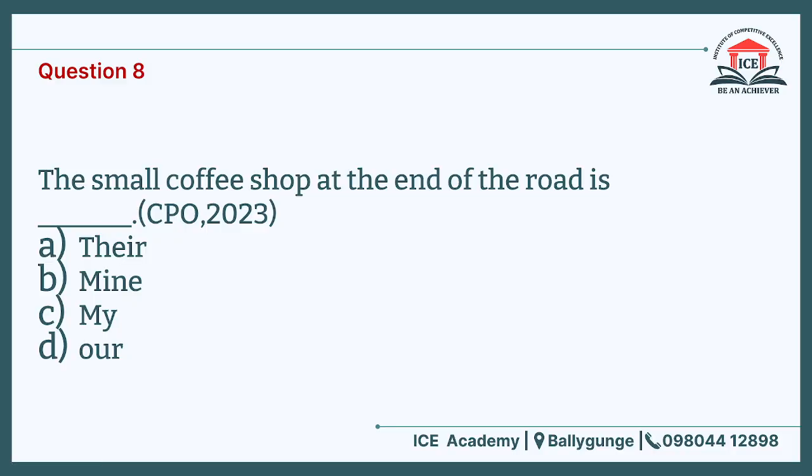Next one, question number 8. This is again 2023 CPO. The small coffee shop at the end of the road is dash. Okay, let's take two examples. Suppose I say, this is my book, and this book is mine.